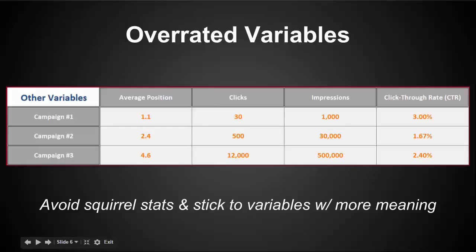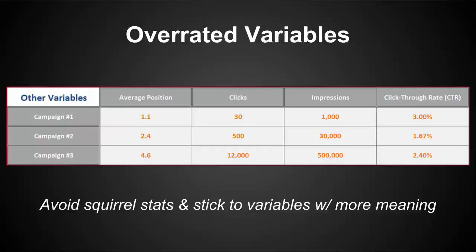All right, and the last thing here I want to talk about is kind of the inverse of which campaign variables to look at. Here I want to talk about variables not to look at, or variables to take with a grain of salt. You'll see the note at the bottom here says avoid squirrel stats and stick to variables with more meaning. Squirrel is a term that we use in the AdWords industry; squirrel data is just kind of boring data. It doesn't really mean anything. I mean, it is significant and it has some value to the campaign, but it doesn't have nearly as much meaning as something like cost per conversion has on those campaigns.